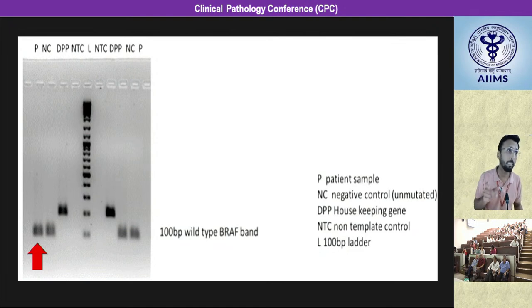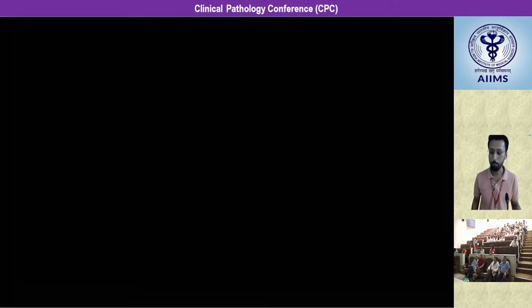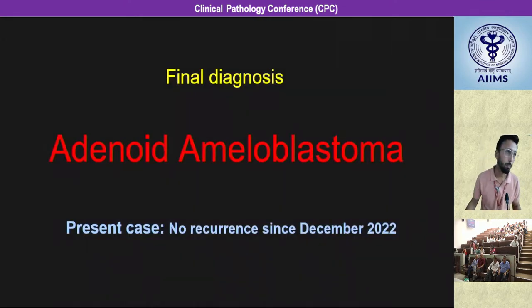Now, BRAF mutation is commonly seen in case of ameloblastomas. Now, you can see this is the patient sample. This P stands for patient sample, and you can see that there is no mutation in the BRAF. It is showing wild type BRAF band. So, BRAF mutation, which is commonly seen in case of ameloblastomas, was absent in this case. So definitely we can say it's not a case of ameloblastoma. So looking at all the clinical findings, histological findings, and definitely the finding of molecular analysis, we come to our final diagnosis of adenoid ameloblastoma.